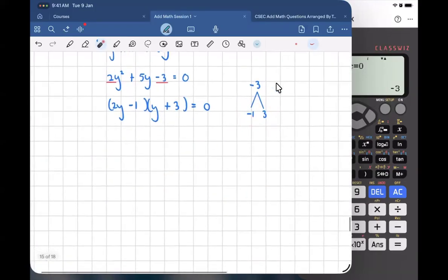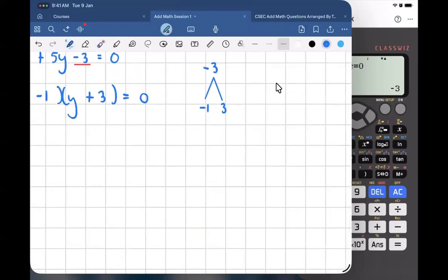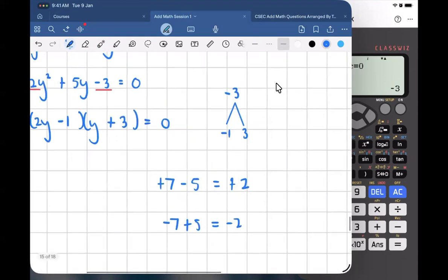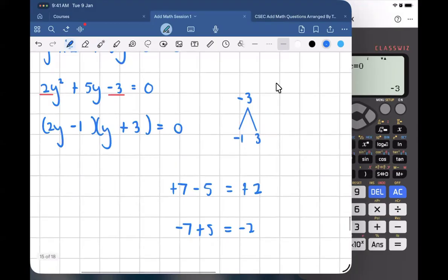Okay, Serena, let me give you some examples of what we're talking about. Imagine you had 7 and you had 5. So we start off with plus 7, plus 7 minus 5. What will you get there? Positive 2. If I put the negative by the bigger number, which is the 7, what will I get? You get negative 2.